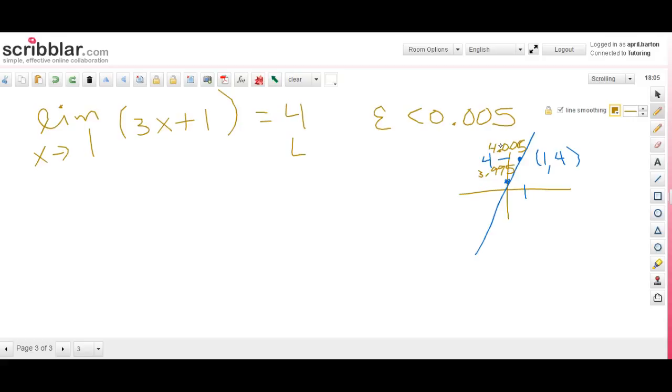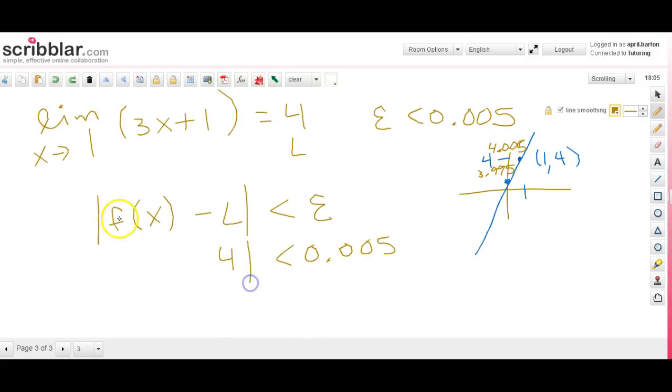So according to our formal definition of a limit, the absolute value of f of x minus the actual limit value is less than epsilon. So we have lots of this information. We know epsilon, 0.005. We know the limit, that's 4. We know the function, f of x is 3x plus 1. And I still need the minus sign.